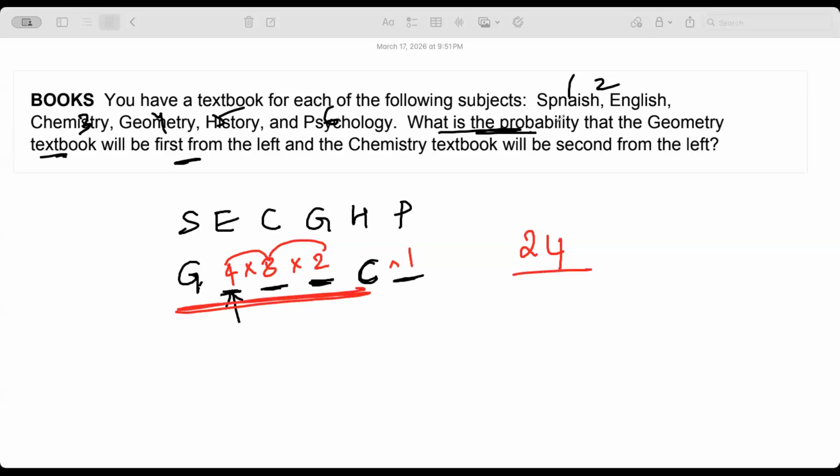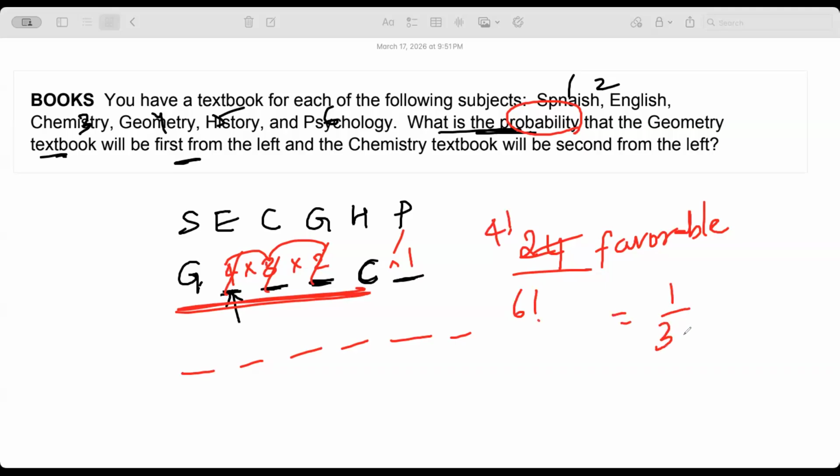You see, they're asking for probability. So this is the favorable number. But what is the total? In how many ways can 6 books be arranged? 6 factorial. So basically it's 4 factorial by 6 factorial, which is 1 by 30. Got it?